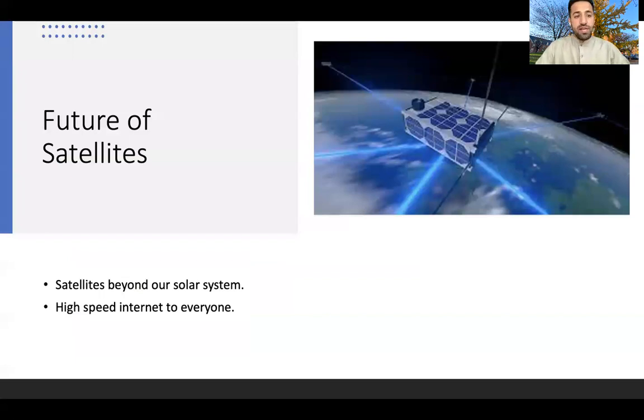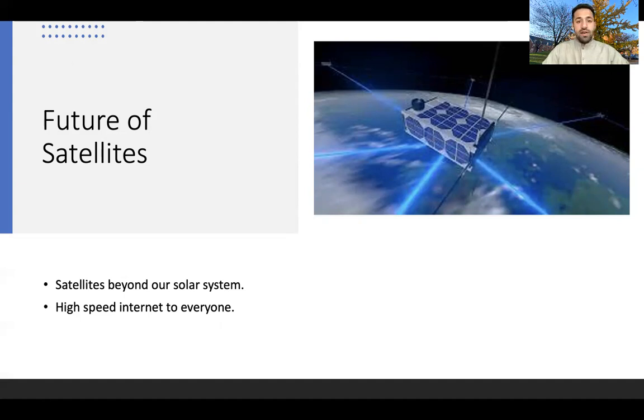So satellites are still in their preliminary stages of development. In the future, we will not only have satellites around the planet Earth and our solar system, but we will have satellites around other extraterrestrial objects, which will give us a better understanding of our universe. Also, satellites have given us the promise of high-speed internet connectivity all around the world.